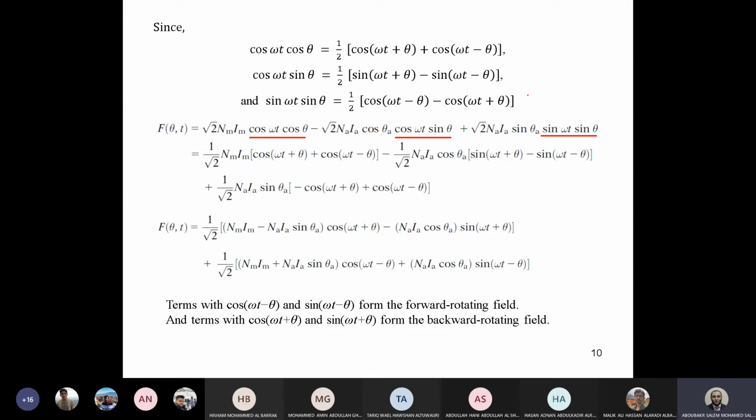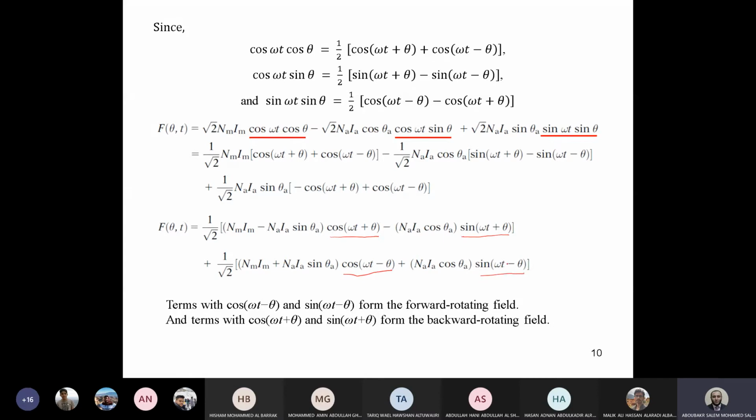Now we can use these trigonometric function equations in order to modify the relations a bit, and we can finally reach these two parts of the relationship. One is a function of cosine omega t plus theta, sine omega t plus theta, and another is a function of cosine omega t minus theta and sine omega t minus theta.